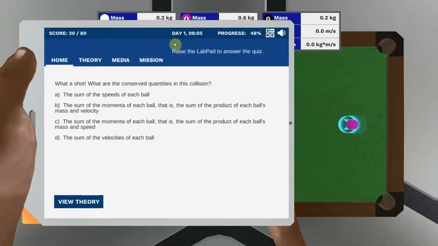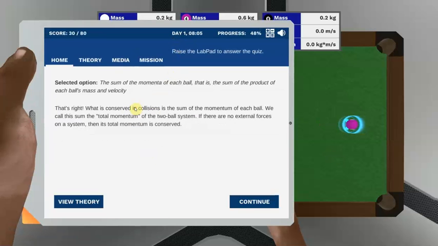What a shot! What are the conserved quantities in this collision? That's right. What is conserved in collisions is the sum of the momentum of each ball. We call this sum the total momentum of the two-ball system. If there are no external forces on a system, then its total momentum is conserved.